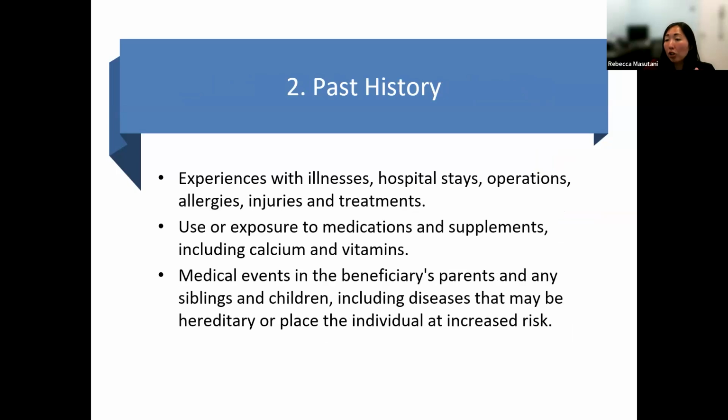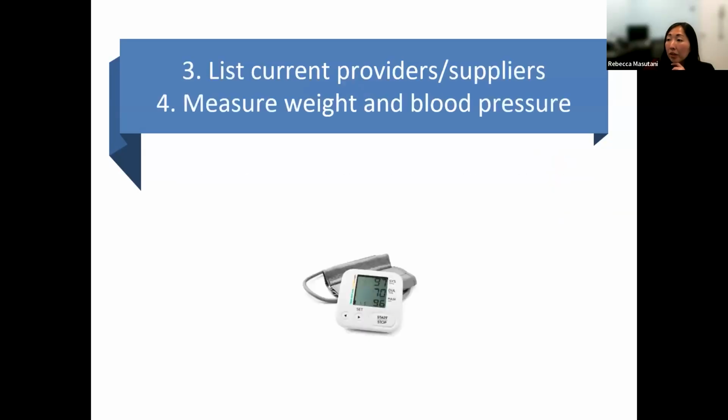The IPPE should also include a review of the patient's past medical history, including their recent hospitalizations, any medical events that have taken place that can place the patient at higher risk of a particular condition, and also a review of medications, that is, use or exposure to various supplements as well. Additional requirements for the IPPE include listing current providers that the patient is seeing, as well as suppliers. So for example, durable medical equipment suppliers.